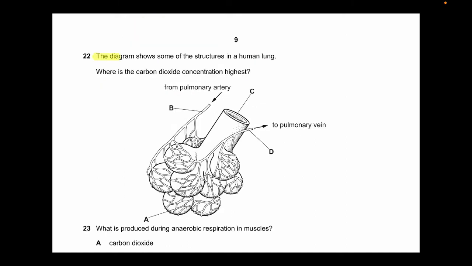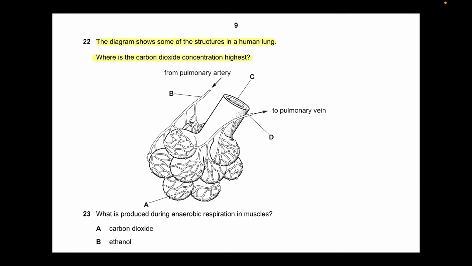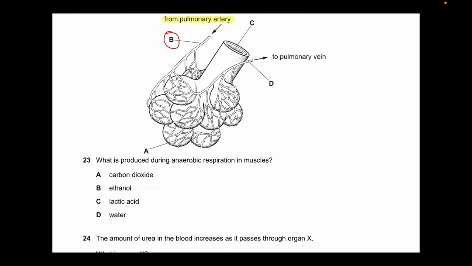So 21, B. The diagram shows some of the structures in the human lung. Where is the carbon dioxide concentration highest? We know that carbon dioxide concentration will be highest in the blood that is entering the lungs, and blood entering the lungs comes from the pulmonary artery. So option B will be correct.